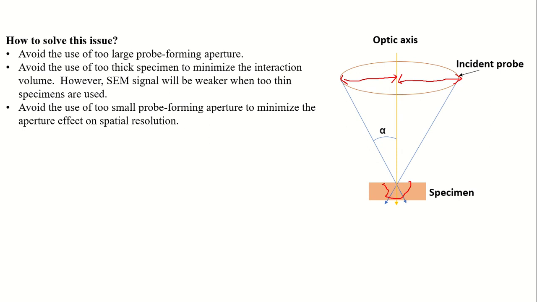Because if the interaction volume is larger, we will have different signals like X-rays, continuous X-rays, Auger electrons, and backscattered electrons. But we don't want these radiations for the time being. We just want the secondary electron. So we don't want the interaction volume to be very large. It should be very small if we want the secondary electron image. So just avoid this condition.